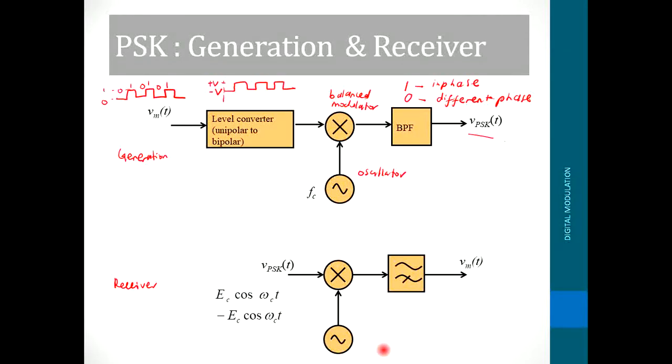Okay, for the receiver, we have two kinds of VPSK signal, that is, the in-phase signal and the different-phase signal. So the VPSK will go through the multiplier, and the signal will be multiplied with EC cos omega_C t, and the output goes through the low pass filter, and we will get back the VM(t), the real digital signal.